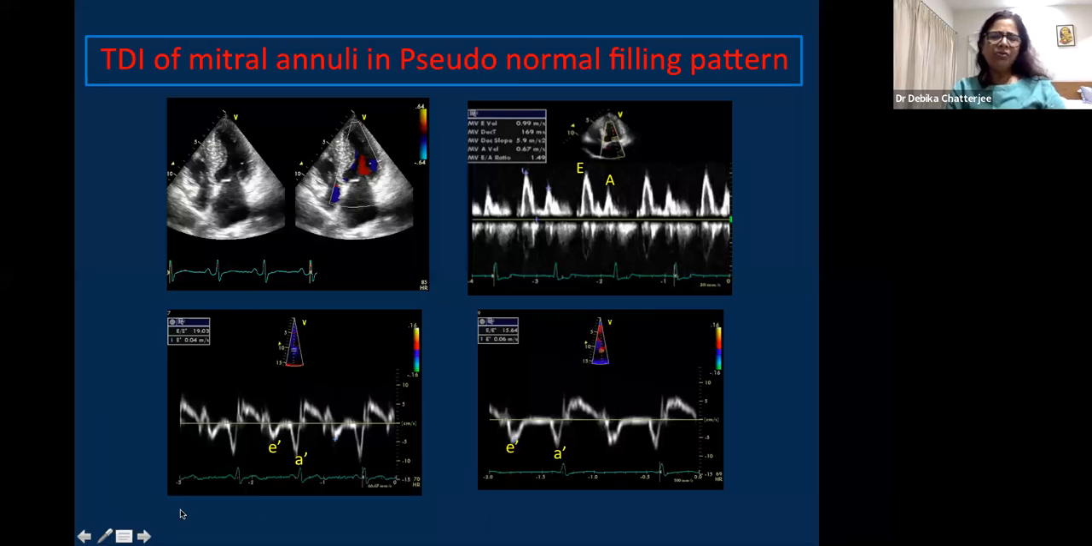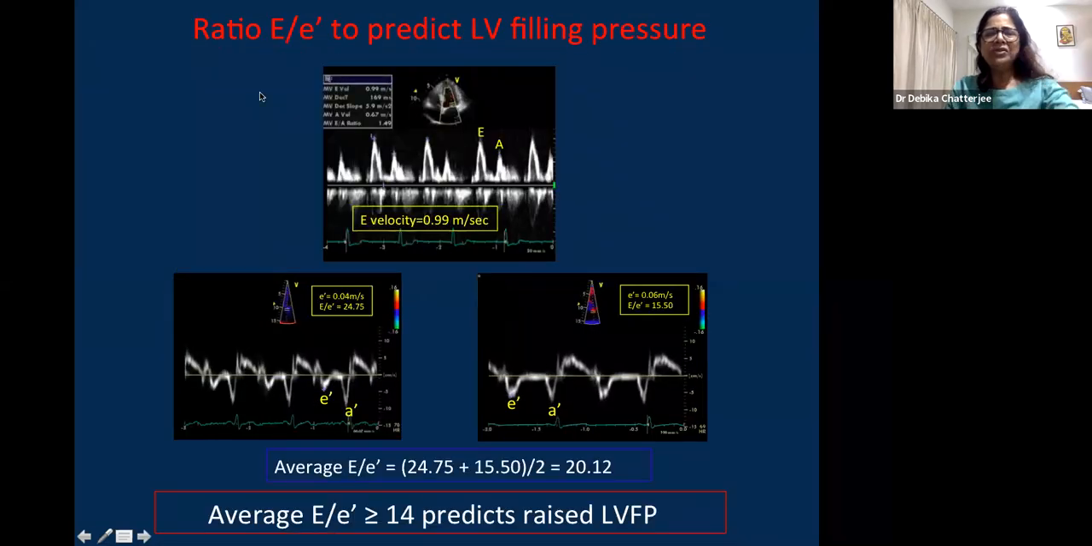Now, when I talk about tissue Doppler imaging, you must remember that there is a value called the ratio of E by E prime, which can predict the LV filling pressure. E means the pulse wave Doppler of the mitral forward flow, and E prime is the tissue Doppler imaging first diastolic wave. So how do we do that? We do the pulse wave Doppler, measure the E velocity, and then we do the tissue Doppler imaging.